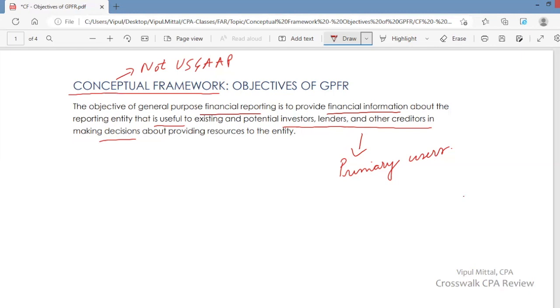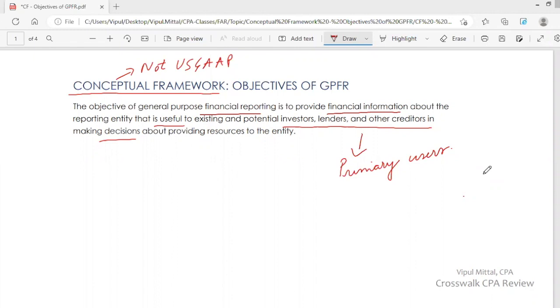What kind of decisions are we talking about? Decisions about providing resources to the entity. That is, decisions regarding buying stock, whether they should buy stock or not, whether they should sell company shares or not, whether they should continue to hold investment in the shares of the entity, whether to provide funds to the entity. So decisions primarily relating to providing resources to the entity. All right. So the objective of general purpose financial reporting is to provide financial information that is useful to investors, lenders, and creditors, so that they may make decisions about providing resources to the entity.